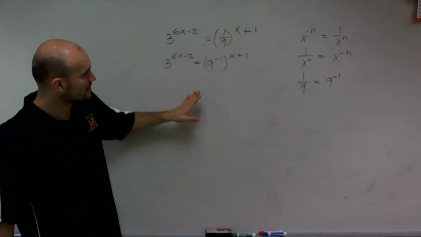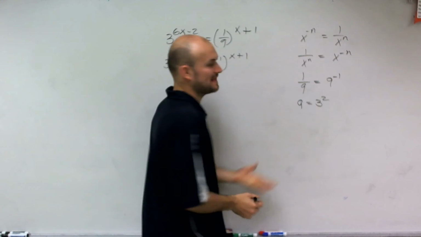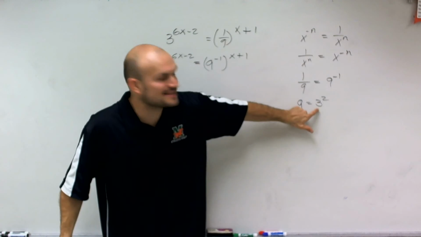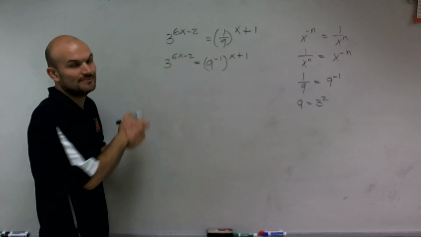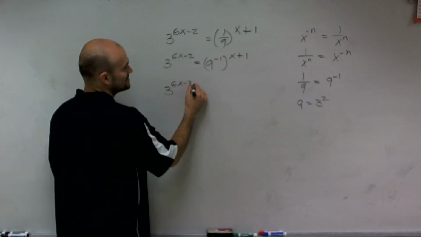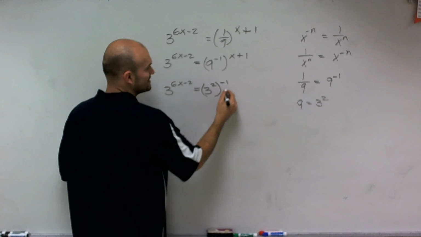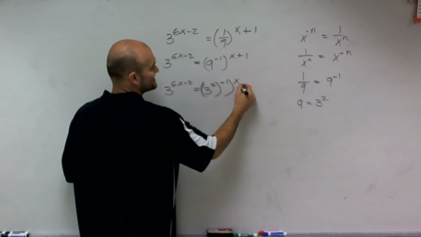Well, I know that 9, I can rewrite as 3 squared. And when I write it as 3 squared, now it has a base of 3, which is exactly my base over here. So what I'll have is 3 to the 6x minus 2 equals 3 squared raised to the negative first raised to the x plus 1.